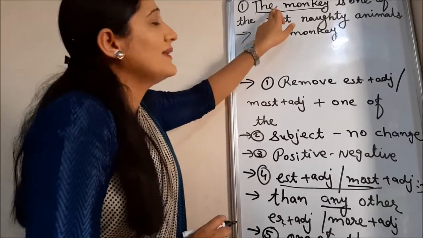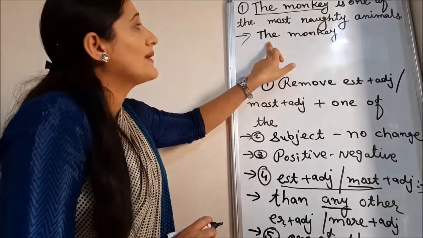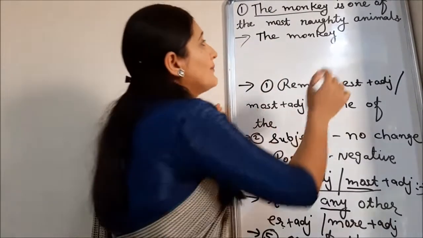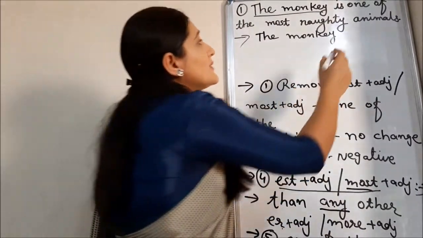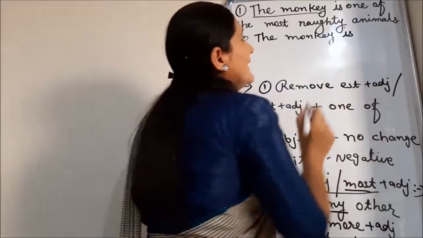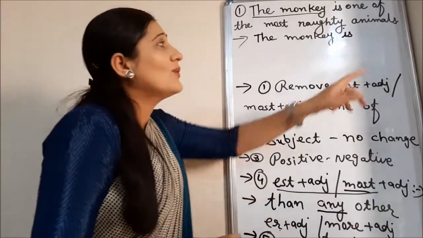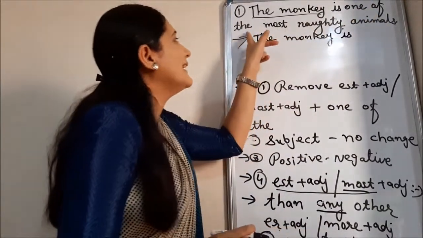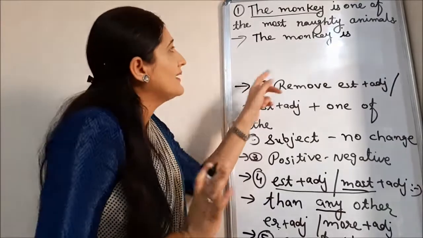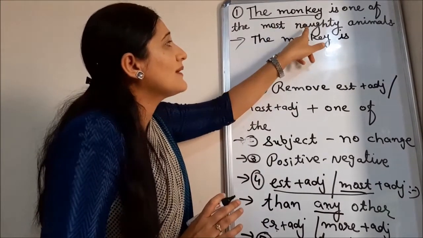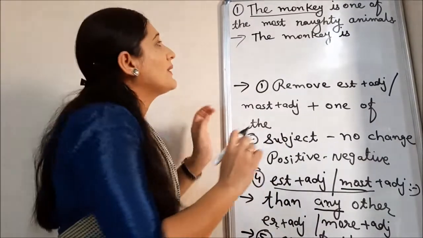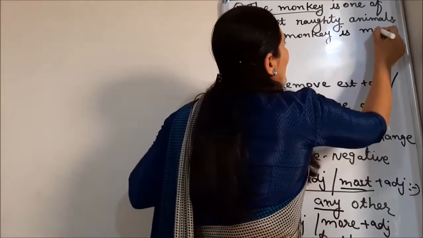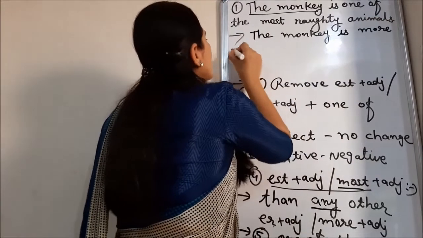So the monkey, we have not changed the subject. The monkey we have written. Now, here also no need to see positive and negative. So we will write here the monkey is, and as I told you, delete one of the. We have deleted one of the. Then after that, most plus adjective. So here we will write in comparative more plus adjective. More naughty.